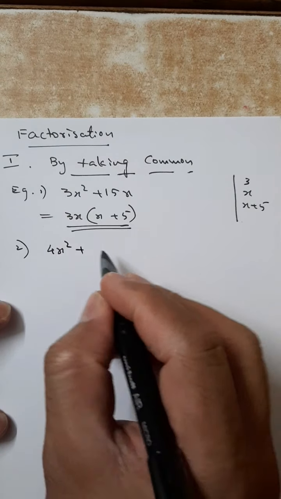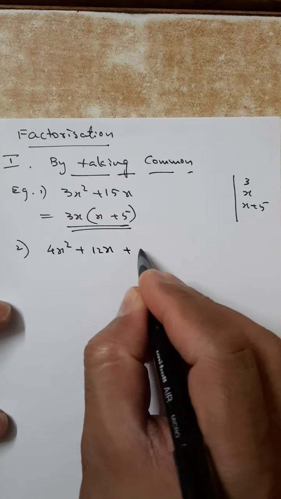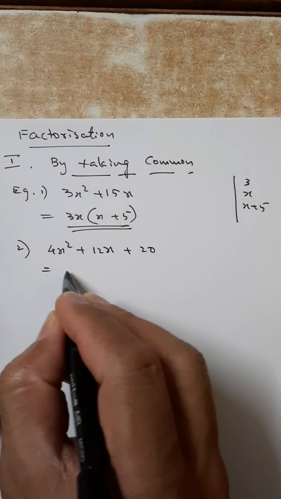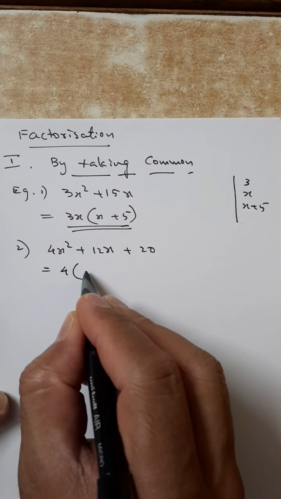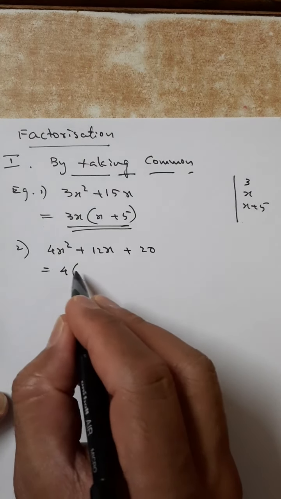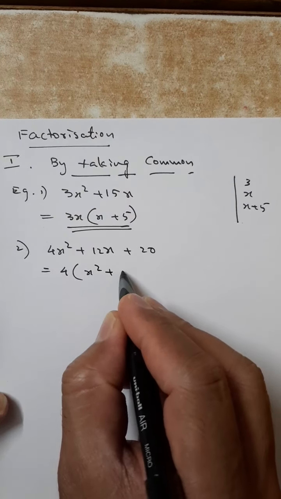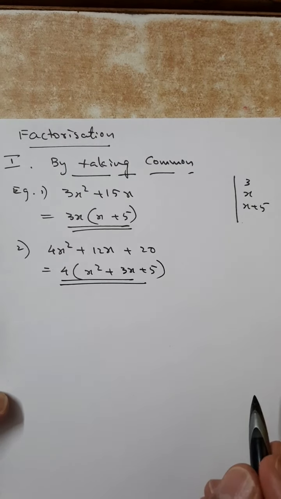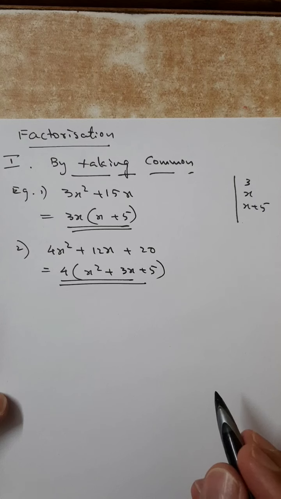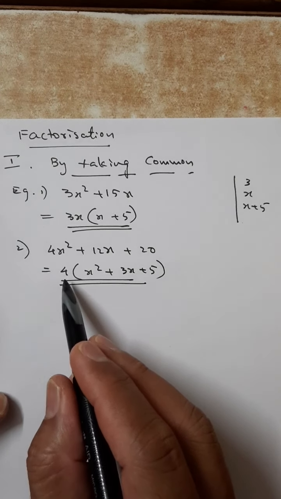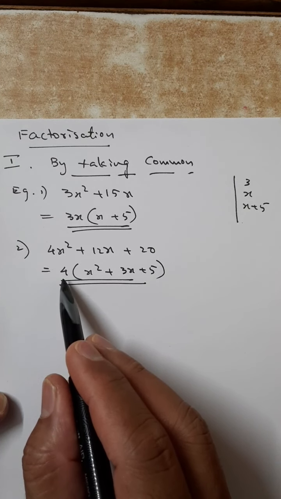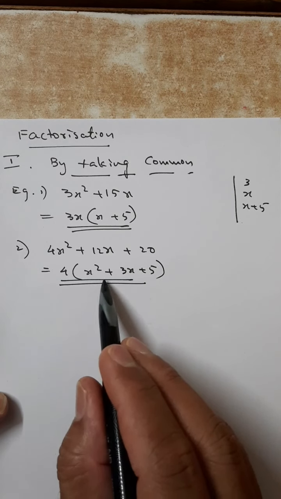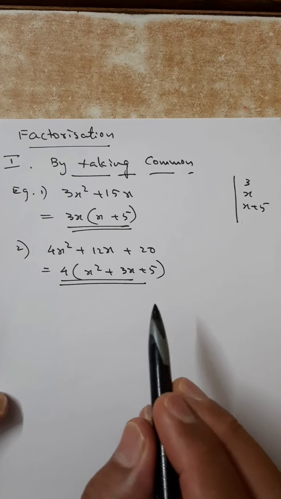4x square plus 12x plus 20. What is common? Common is 4. x is not common. 4 common means x square plus 3x plus 5. So factorization is done. How many factors? 2 factors are there. Which are they? 4 is one factor. We can break it and say 2 into 2. And this is a big one: x square plus 3x plus 5 is a factor.